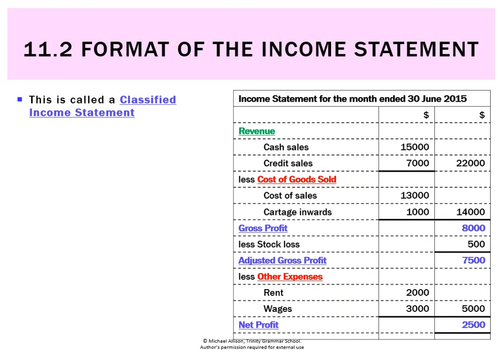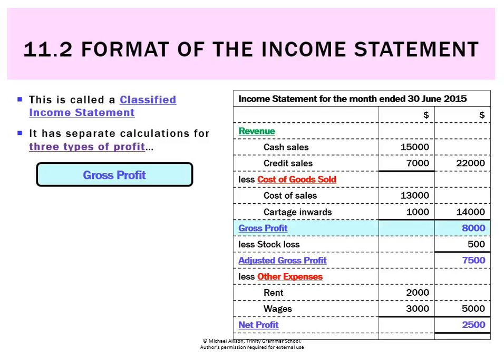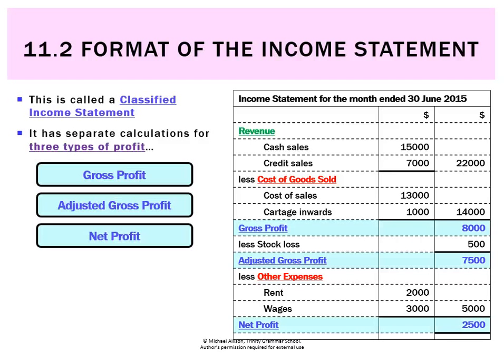This is called a classified income statement. So just like we had a classified balance sheet, which was current and non-current, this means an income statement with much more detail than just revenue less expenses equals net profit. You can see it's got several sections, and that's called a classified income statement. And what it does is calculate three types of profit. You've got gross profit, adjusted gross profit, and net profit.